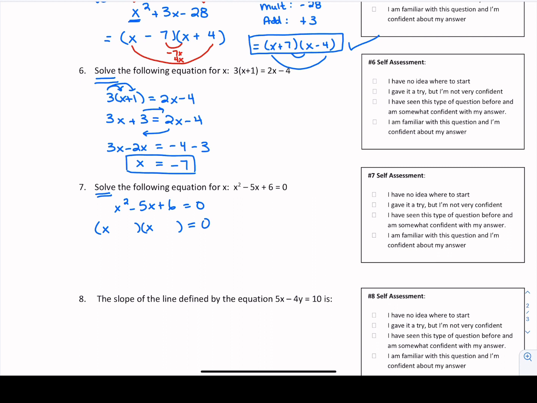So I'm just going to jot that down in the margin. We need to multiply to get a positive 6, but we need to add those same numbers to get a negative 5. Again, this is a simple trinomial. If we need to multiply to get a positive, the only two ways to do that are a positive times a positive or a negative times a negative.